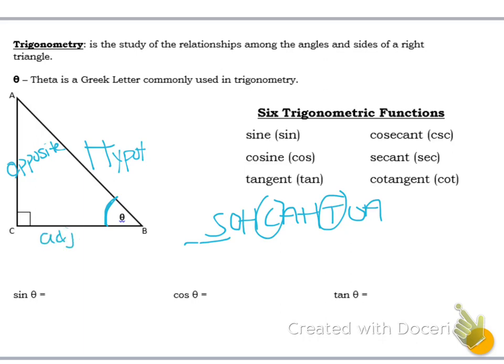Okay, so when I do my sine, I look at my SOHCAHTOA. It goes O then H, so my O then my H, or my opposite and my hypotenuse. Okay, cosine is A then H, so then we have A then H, or adjacent then hypotenuse. Tangent is O then A, so O over A, or opposite over adjacent. So we're going to use these to find missing sides and missing angles in right triangles.